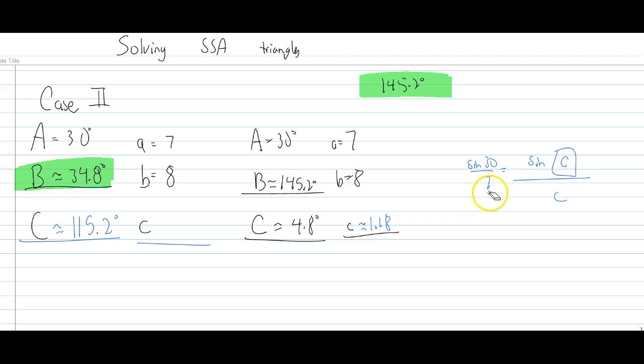Sine of 30 over 7 equals the sine of this c value divided by c. So once again, we're going to cross multiply to solve. 7 times the sine of that answer, or the stored value, divided by the sine of 30 gives us, in this case, that c is about 12.67.